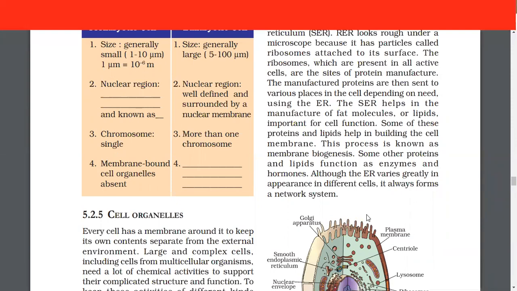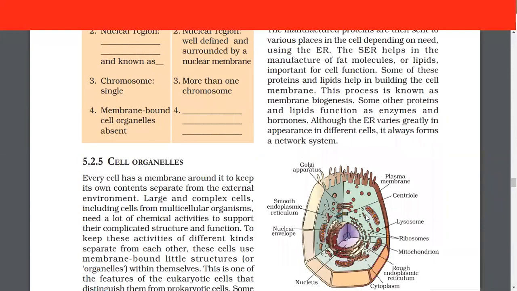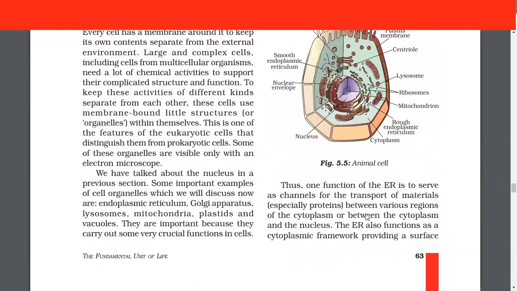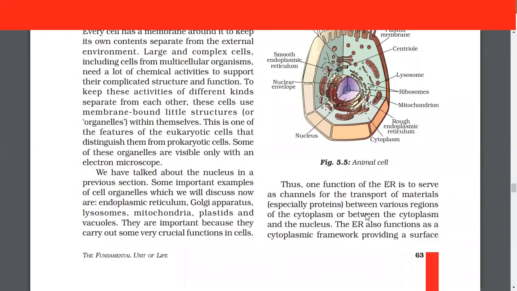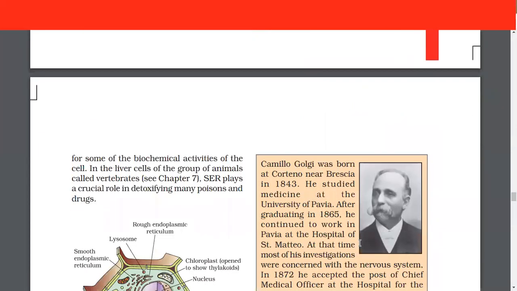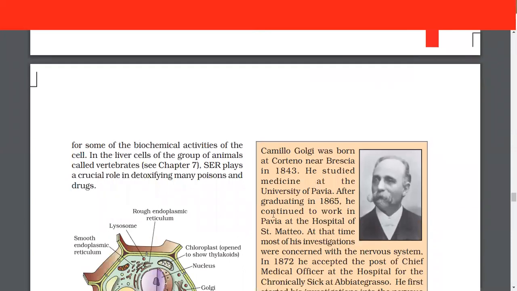Although the ER varies greatly in appearance in different cells, it always forms a network system. Thus, one function of the ER is to serve as channels for the transport of materials between various regions of the cytoplasm or between the cytoplasm and the nucleus. The ER also functions as a cytoplasmic framework, providing a surface for some of the biochemical activities of the cell. In the liver cells of the group of animals called vertebrates, SER plays a crucial role in detoxifying many poisons and drugs.